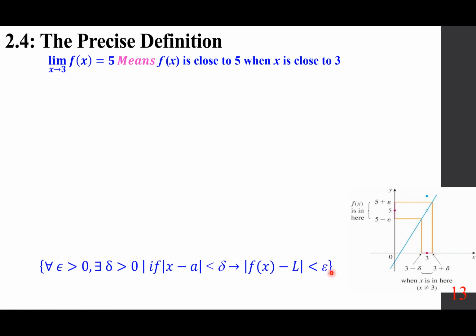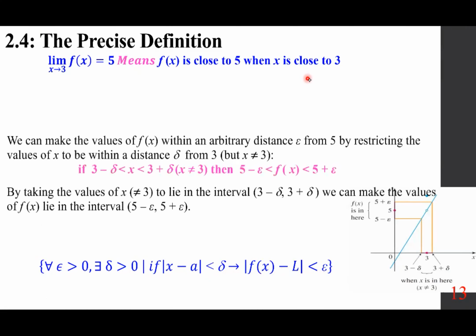So I have set up the simplified version of that. This is read whatever, okay, it's a symbol in math, whatever epsilon larger than 0. This is read there is delta larger than 0, such that if the absolute value of x minus a is less than delta, then absolute value of f of x minus L is less than epsilon. So this limit means f of x is close to 5 when x is close to 3. That's really the bottom line.